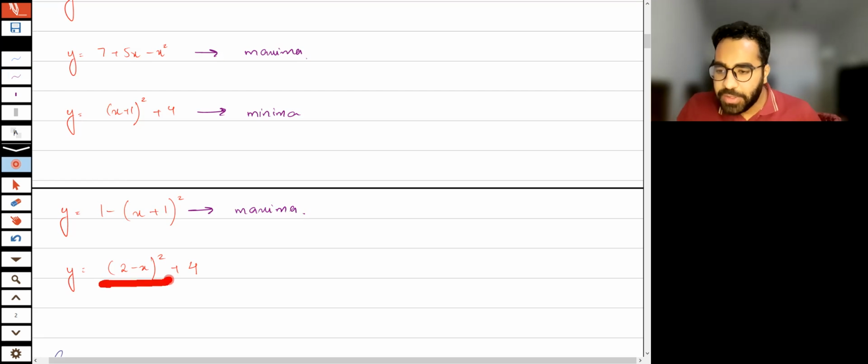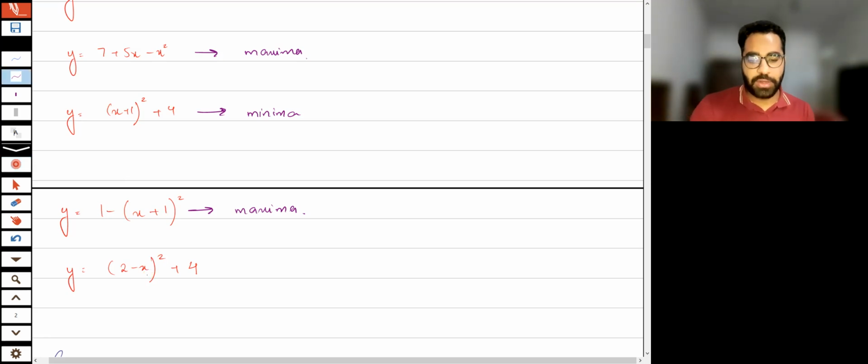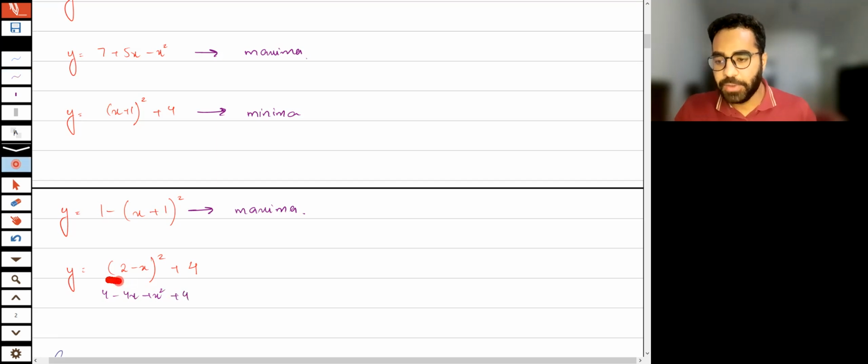What about this? If I just quickly go through this, the coefficient of x is negative. But remember that you have to look at the coefficient of x squared, not the coefficient of x. If you expand this, you're going to get 4 minus 4x plus x squared plus 4. I applied the second identity over here, which is a minus b whole square equals a squared minus 2ab plus b squared. If you look at the coefficient of x squared, what's that? It's positive 1. Since it's positive 1, you're going to get a minima or a minimum turning point. Minima. That's about it for the video.